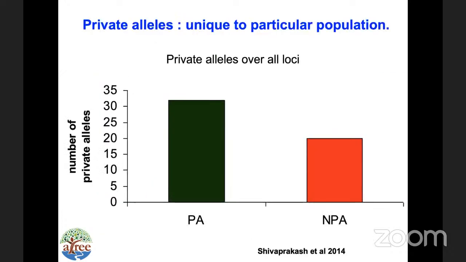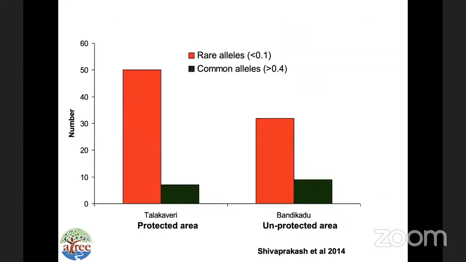Similarly, private alleles are alleles which are unique to a population. Those private alleles were found to be very high in the protected area compared to outside the protected area, indicating again that because of harvesting, we have lost a number of private alleles. Similarly, if you look at rare alleles, for example, in this set of populations, Talkaveri and Bandikadu.